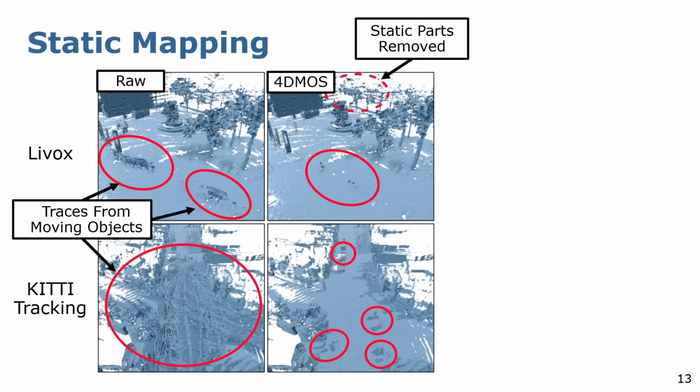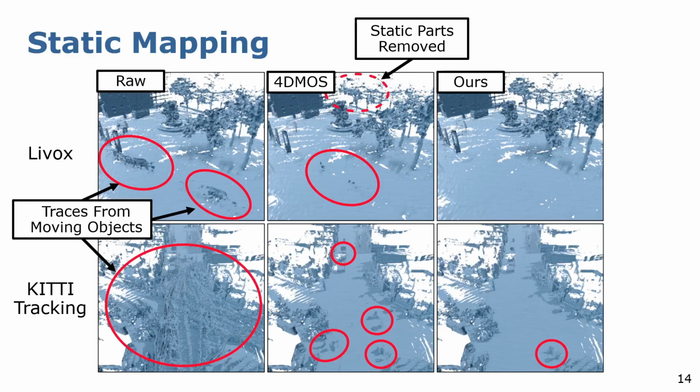When using 4D MOS and then cleaning the scans before integrating them into the map, we can already remove most of the traces and artifacts, but there are still some remaining. Plus we, in the Livox case, also remove static parts. So that's because 4D MOS has some false positive predictions here. When using our proposed approach with our belief, we can almost completely clean the map, and you can see that this map is now well suitable for online path planning.